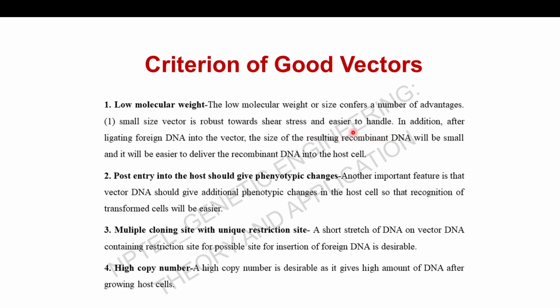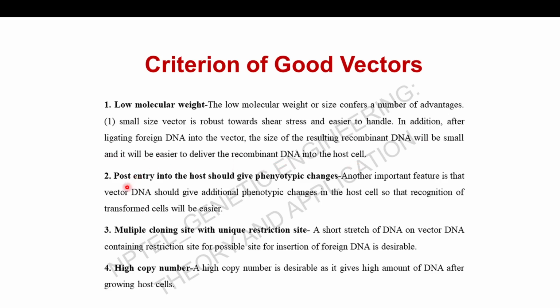This is what was, if you remember from the previous class, during isolation of plasmids. This is because the plasmids are small, so alkaline lysis and denaturation was actually playing a role in separating the plasmid DNA and the genomic DNA, because genomic DNA is comparatively much larger than the plasmid DNA of interest. As well as it's easier to handle. In addition, after ligating foreign DNA into the vector, the size of the resulting recombinant DNA will be small and it will be easier to deliver the recombinant DNA into the host cell.